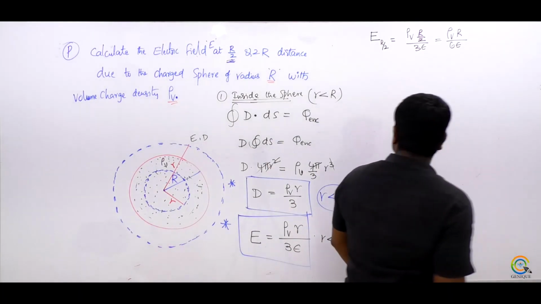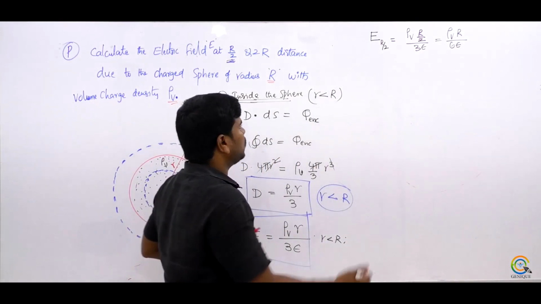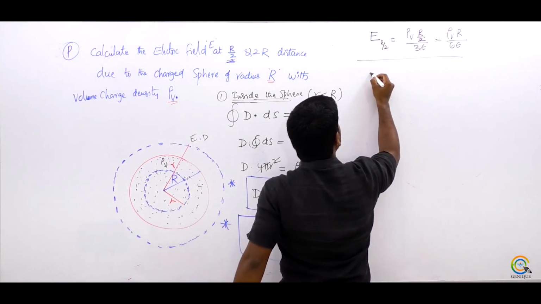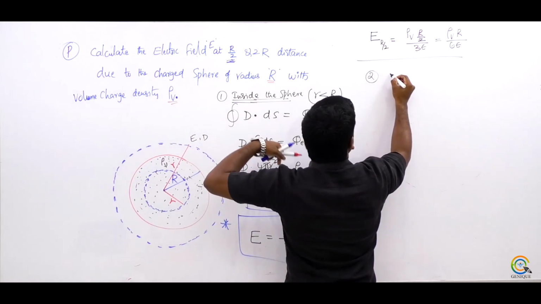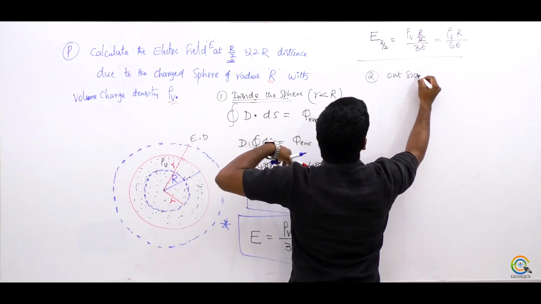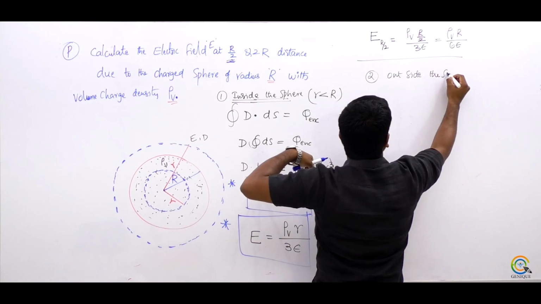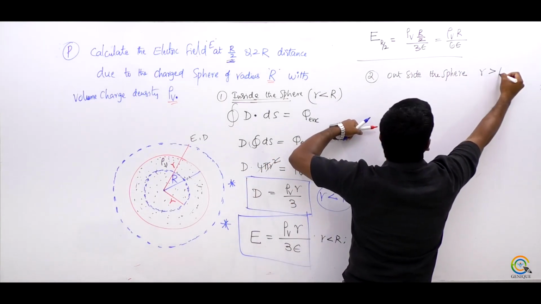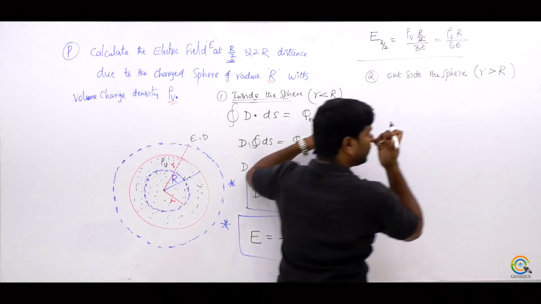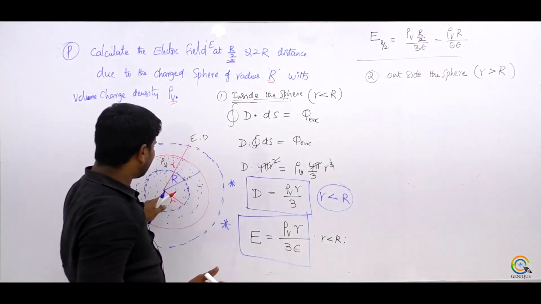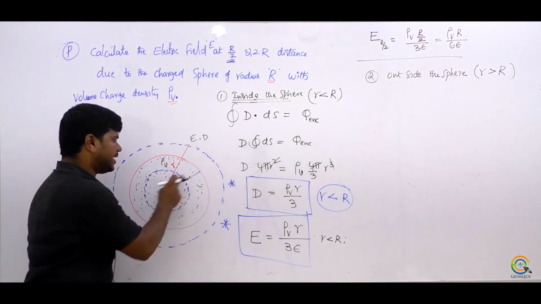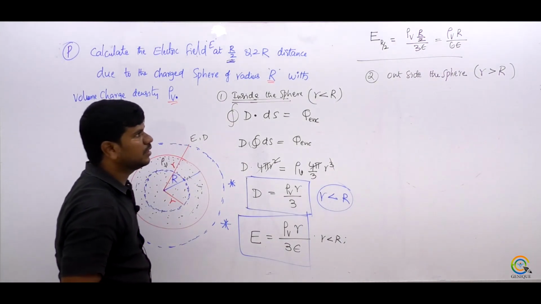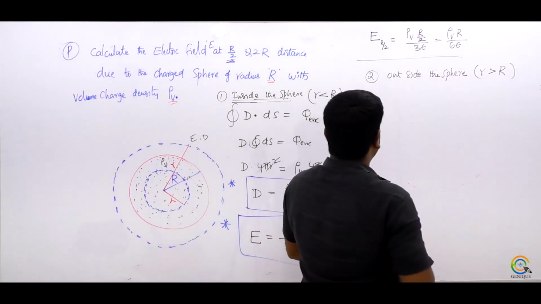How can we apply the Gauss law? The second part is outside the sphere, r greater than capital R. This r is greater than the actual radius. The actual radius is capital R, of the sphere. Understand?